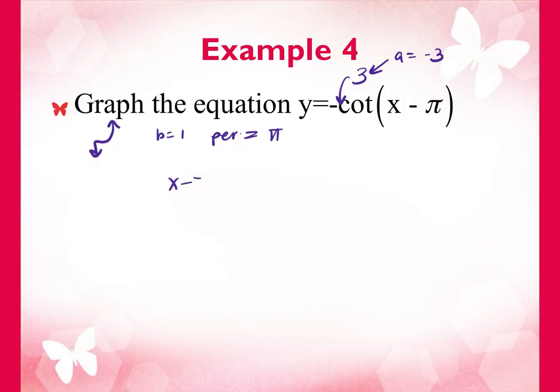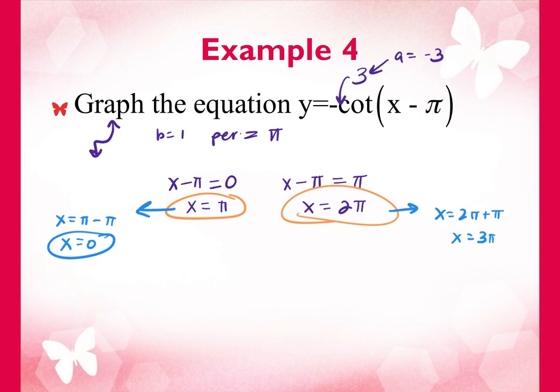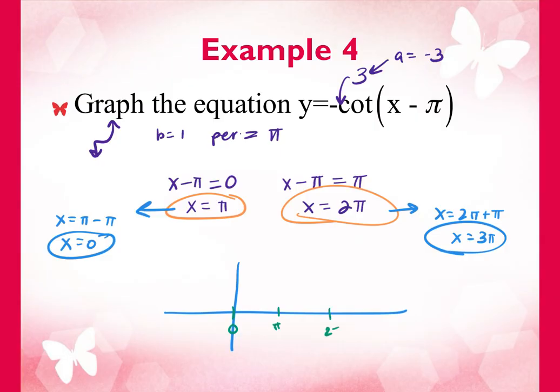I'm going to take x minus pi and set it equal to 0, and x minus pi and set it equal to pi. I get x equals pi, and x equals 2 pi. And those are your middle two asymptotes. To the one on the left, we're going to subtract the period. To the one on the right, we're going to add the period. And now I have all 4 asymptotes. 1 at 0, 1 at pi, 1 at 2 pi, and 1 at 3 pi.